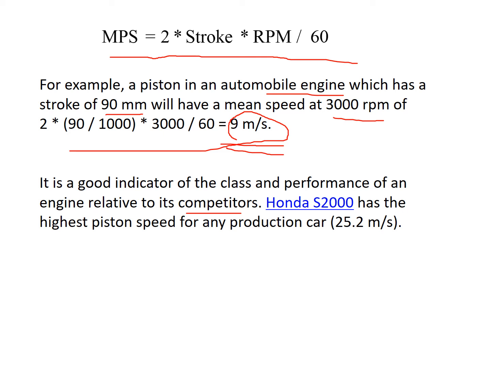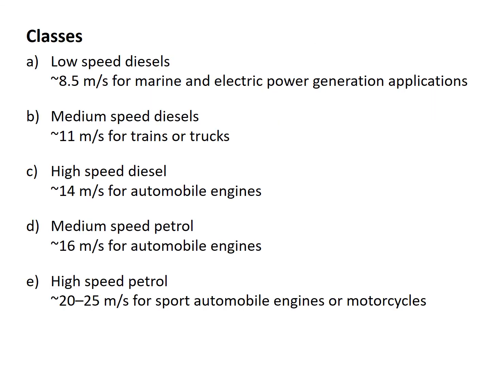For example, the Honda S2000 has the highest piston speed for any production car to date. It has about 25.2 meters per second piston speed, so it's very fast. This will produce high engine speed. Usually for classes, a low speed engine has about 8.5 meters per second.